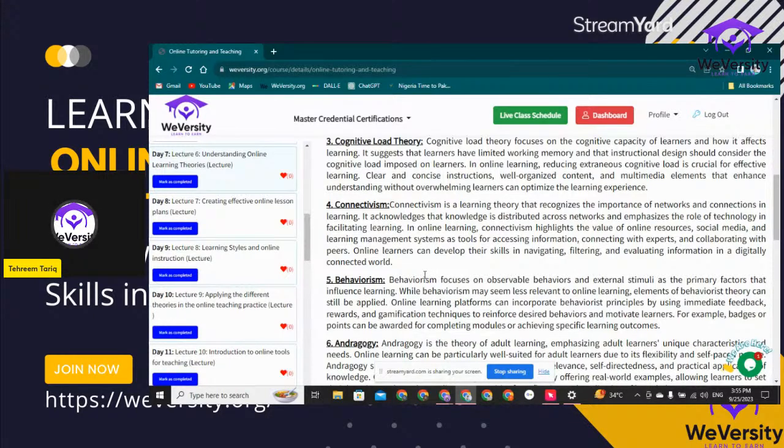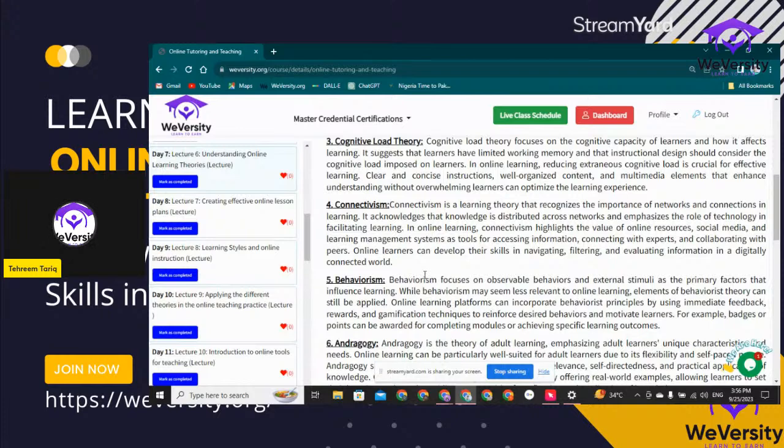For example, you are guiding them on a topic in a certain way, but when they discuss it in a group of 10 people, they are going to understand 10 different concepts regarding that particular topic. This is how you are going to promote the theory of connectivism as a digital educator and as a digital tutor.